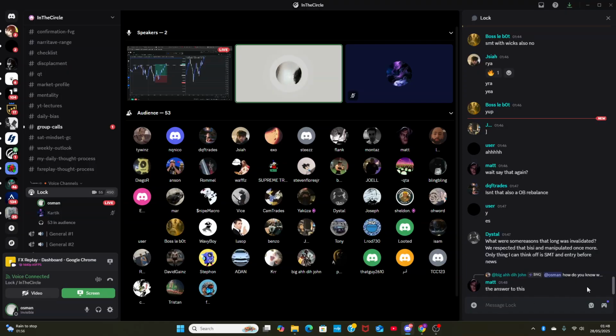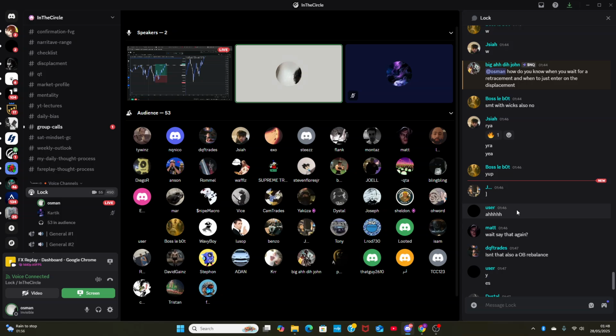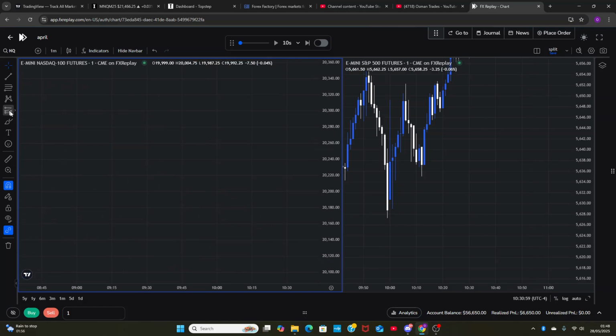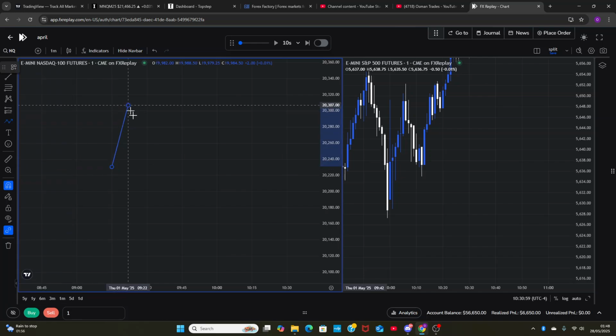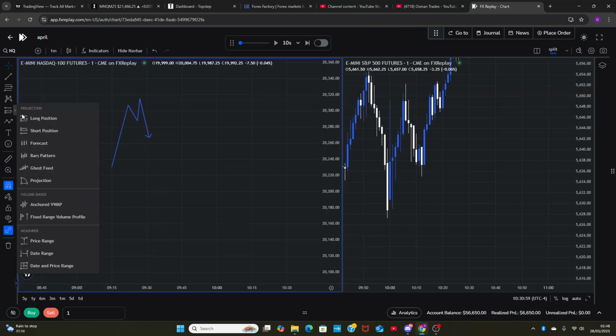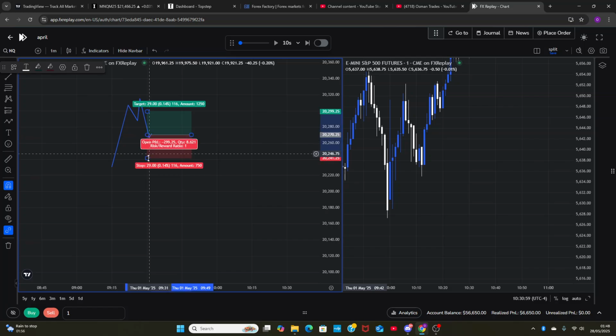The answer to, okay, so how do you know? The question he's asking is how do you know when you wait for a retracement and when to enter off displacement? When you enter off a retracement, you're expecting displacement. When you enter off a displacement, you've already seen the retracement and you're waiting for price to move. So I'll give you an example by drawing it out. So left is retracement. Let's say we're moving higher. We've now retraced. Now you enter and you have your stops there accordingly and you target like that.